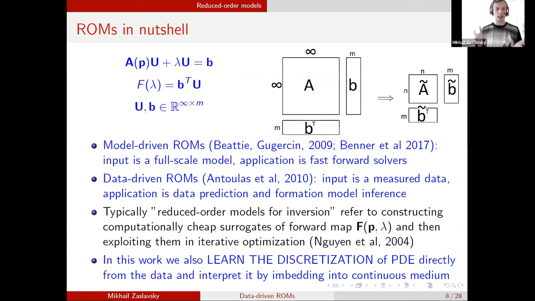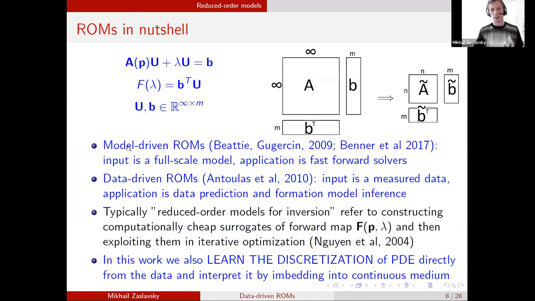So there are two types of problems. Depending on the application, one is beneficial compared to the other. One of them is the model-driven reduced order model, when we do know the operator A of P exactly. That's typically the case when we want to do simulation, when we want to solve the forward problem, or if we want to solve the inverse problem in an optimization framework.